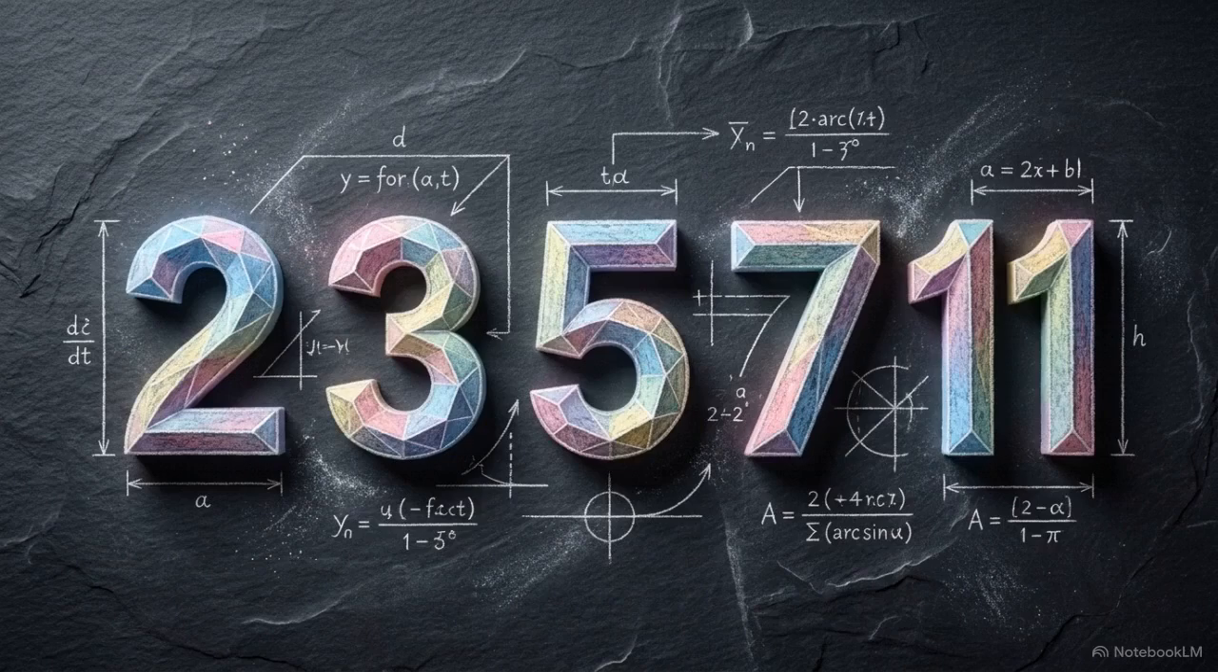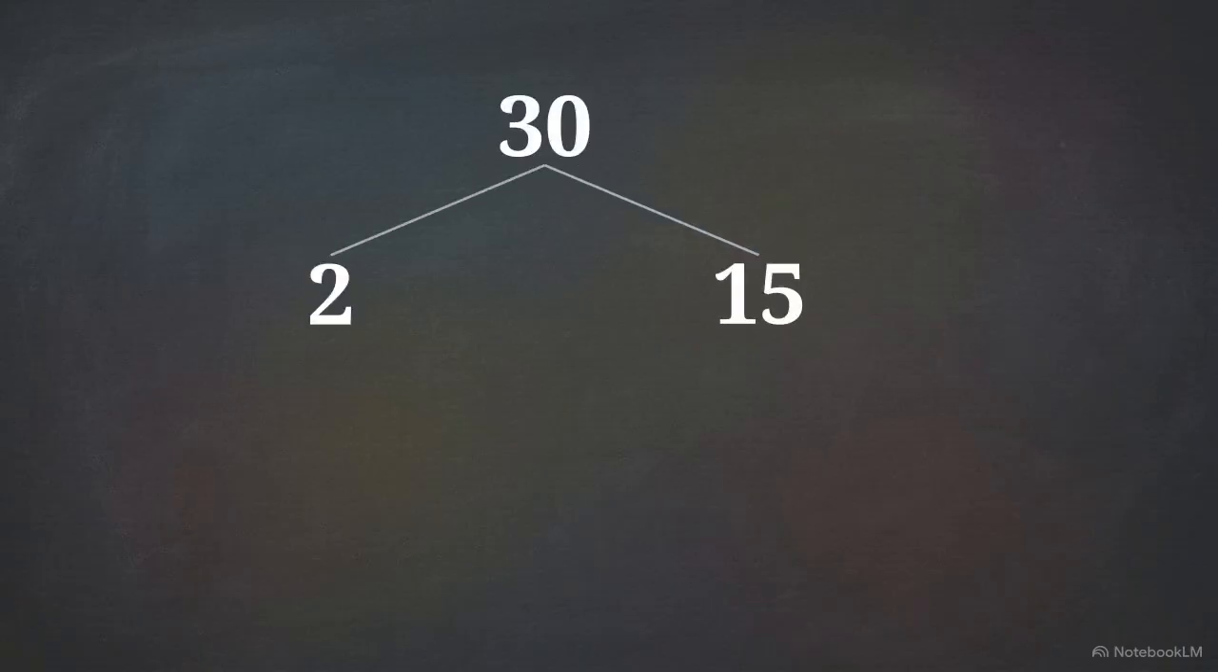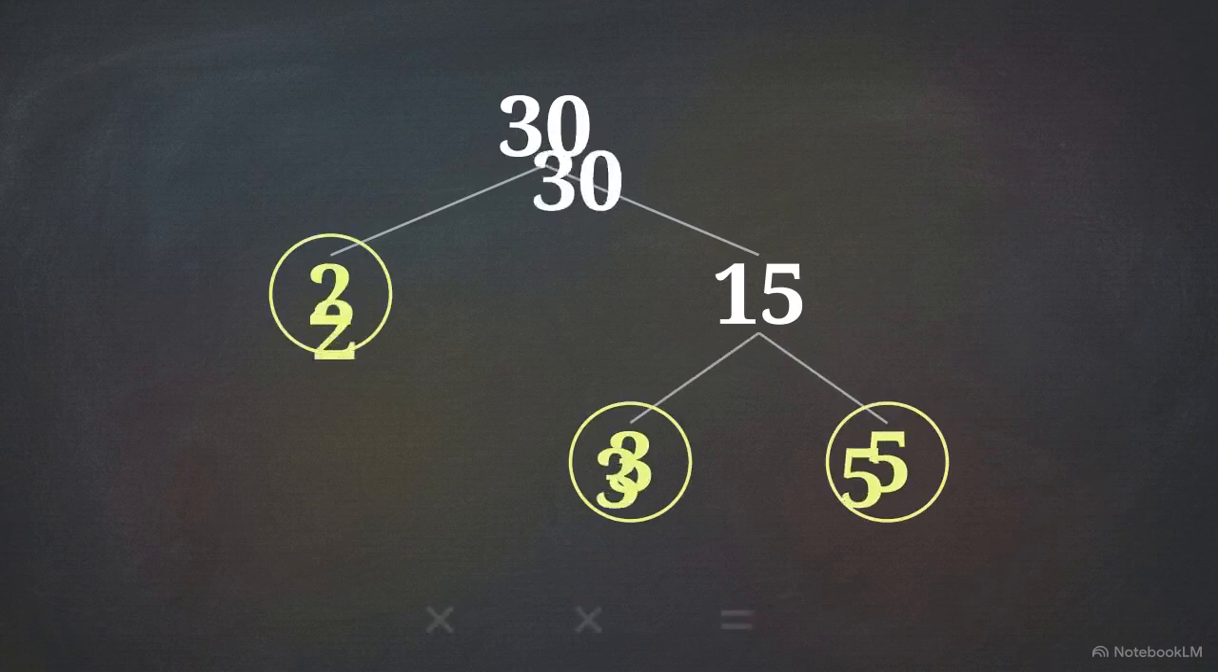Take the numbers 2, 3, 5, 7, and 11. These are the indivisible atoms of mathematics. Every other whole number in existence is built simply by multiplying these primes together.